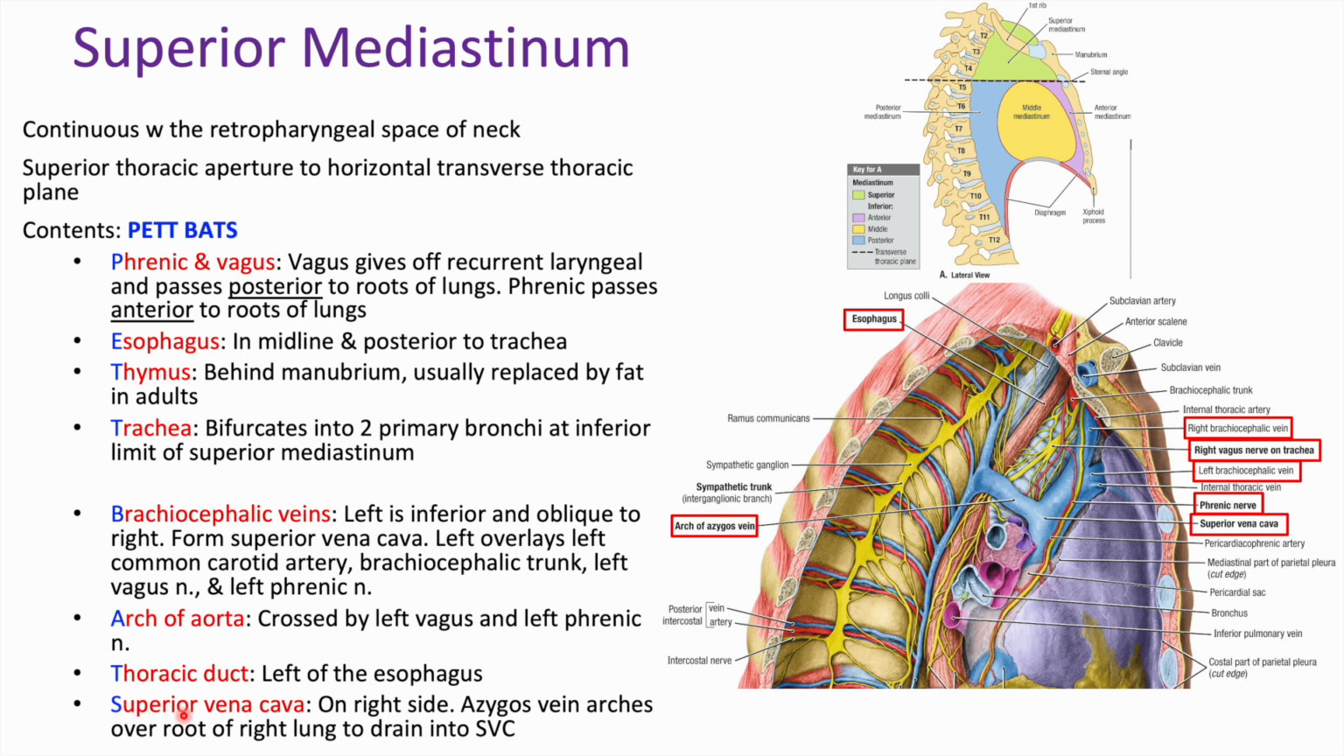Finally, we have our superior vena cava that we looked at a little bit here. It's going to be on the right side, and it's going to get drained into by the azygous vein arch, which is going to go over the root of the right lung into the superior vena cava. We'll look at the azygous vein later, but that's all our main contents. So keep in mind, our pet bats are in the superior mediastinum.